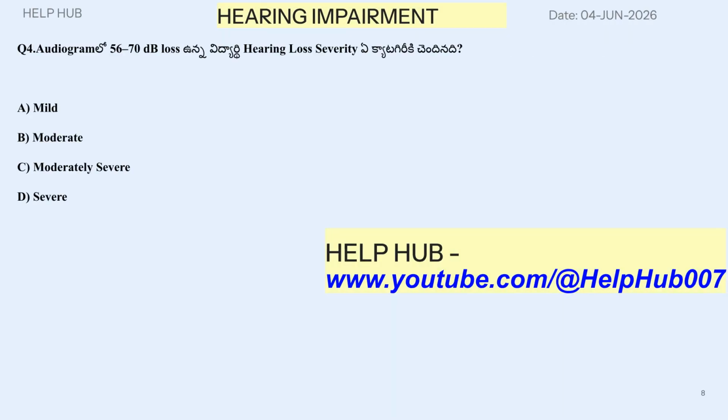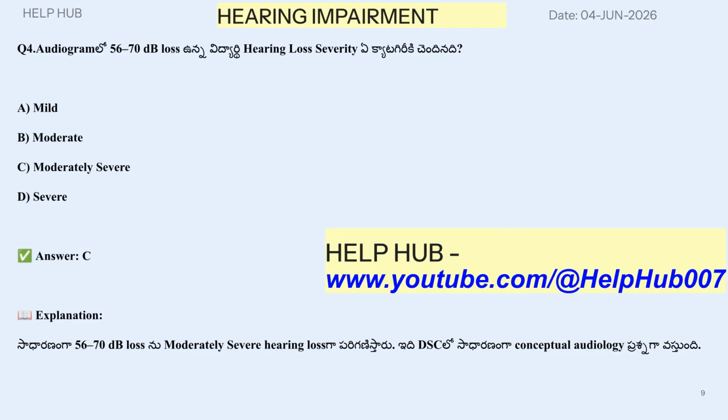Question 4 is conceptual. A student with 56 to 70 decibels loss in an audiogram belongs to which hearing loss severity category? The correct category is C, moderately severe. Generally, a loss of 56 to 70 decibels is classified as moderately severe hearing loss. This is a common conceptual audiology question in DSC.